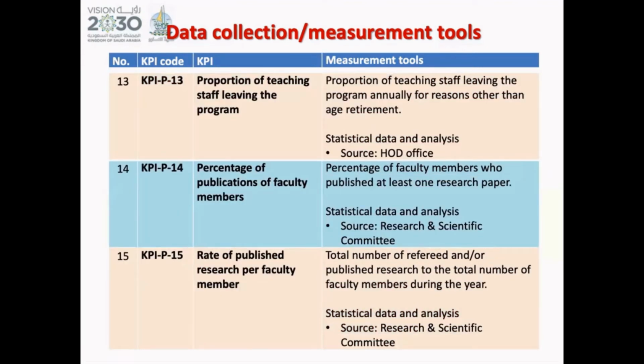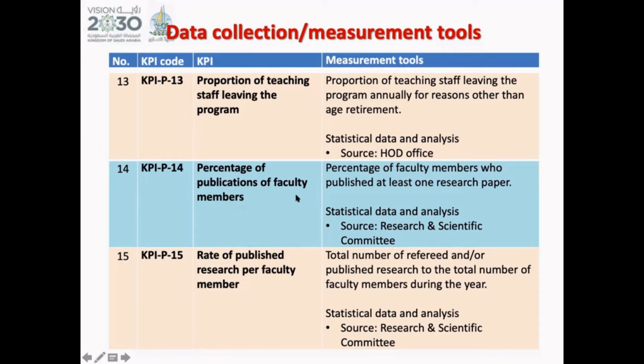KPI number 13 is about the proportion of teaching staff leaving the program. This must be considered for reasons other than age retirement. If it is retirement, it is not included in this number. So far, from the last 3 years, it is very good, only around 5%, less than 10%. But I don't know if this semester it will be more.